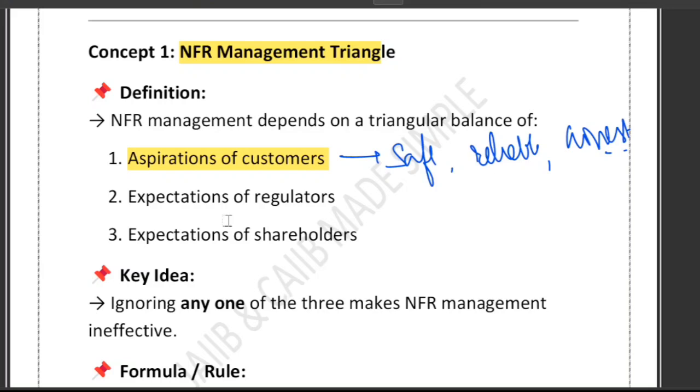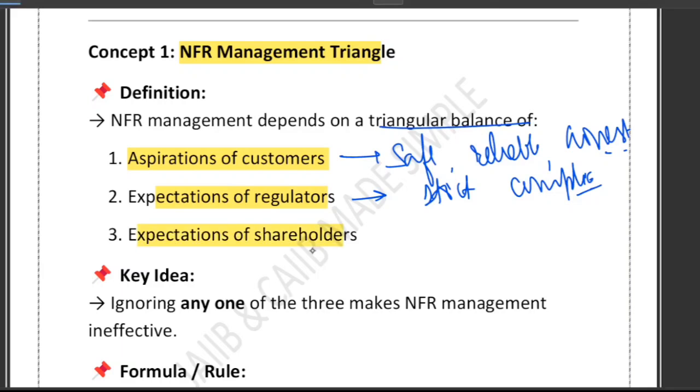Then the regulatory expectation, which means the regulator, RBI and other regulators, want strict compliance, strictly following the law. So NFR management depends on the triangular balance of these things. And the third thing is the expectation of the shareholder. Shareholder means owner. The owner wants a stable profit. He wants profit to be stable throughout the year and zero scandal. That is what the owner or investor wants.